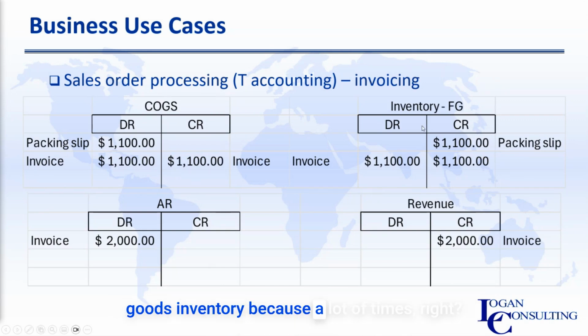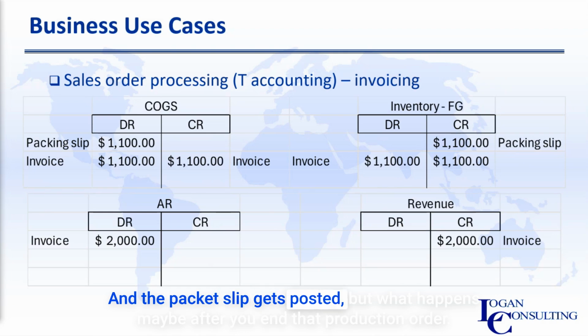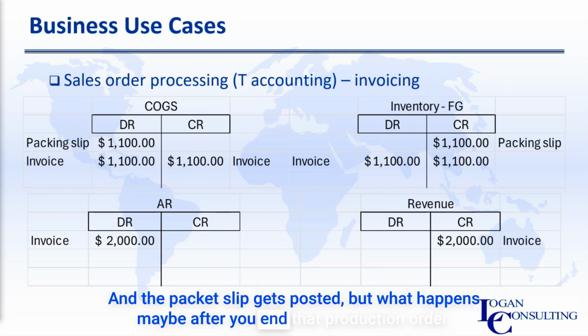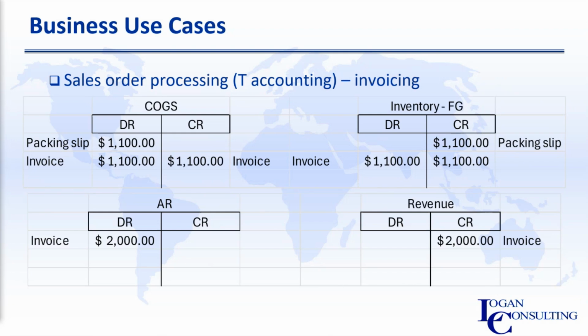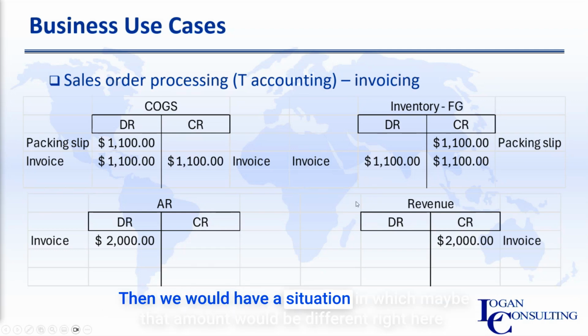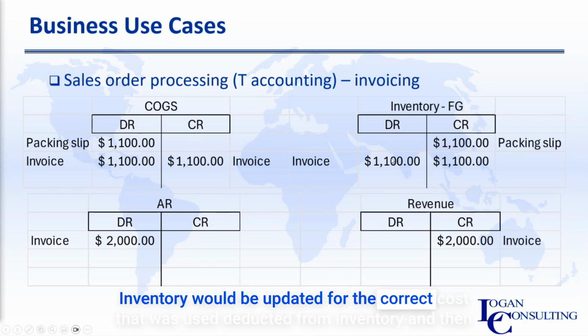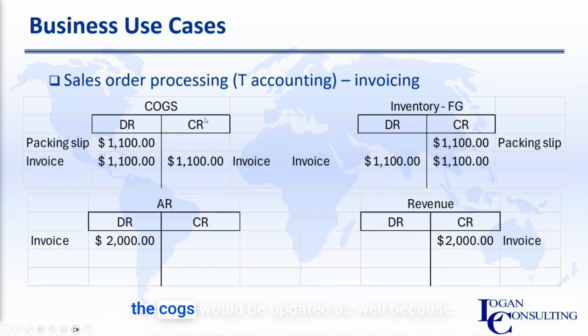Because a lot of the times, right, we might be producing an item, and once it gets wrapped, we say, okay, go ahead and pick it and ship it. And the packing slip gets posted. But what happens maybe after you end that production order, but you've already shipped it out, right? So if we end the production order before we invoice it, then we would have a situation in which maybe that amount would be different right here. So the inventory would be updated for the correct cost that was used, deducted from inventory, and then the COGS would be updated as well because the cost of the inventory changed, right? And that can go either up or down.